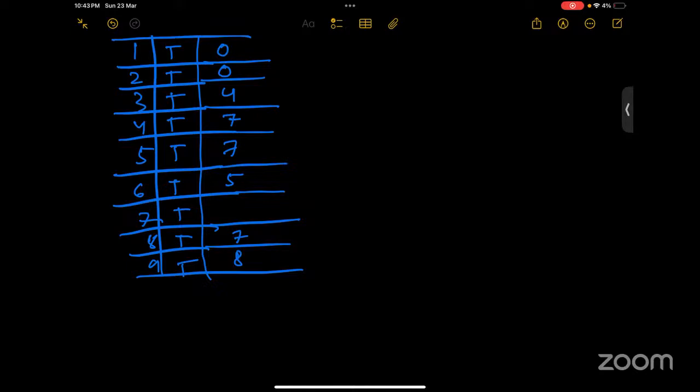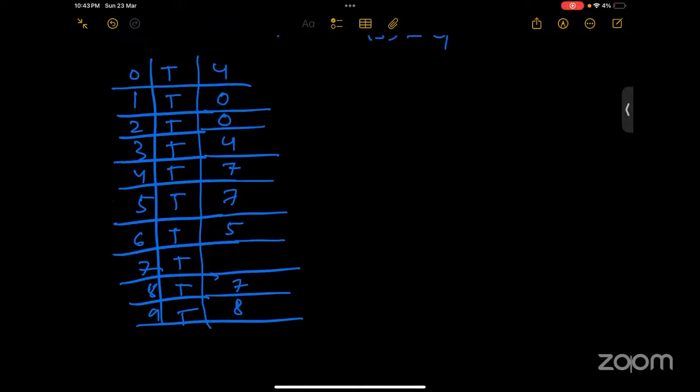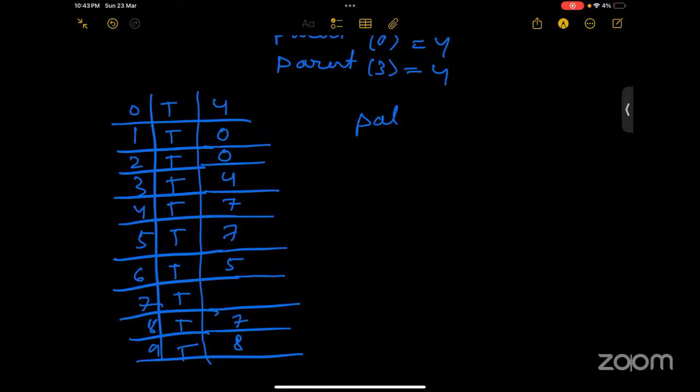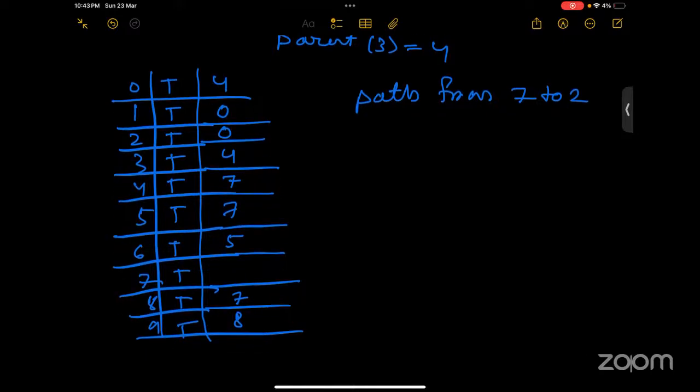Now suppose we want to find the path from 7 to 2. So how can I find from here? We will start with 7 and we have to go to 2. How can we do that? Following the parents. Yeah, correct. So for 7 we have to check for which vertices the parent is 7. So we have 3 options, 8, 4 and 5, right?